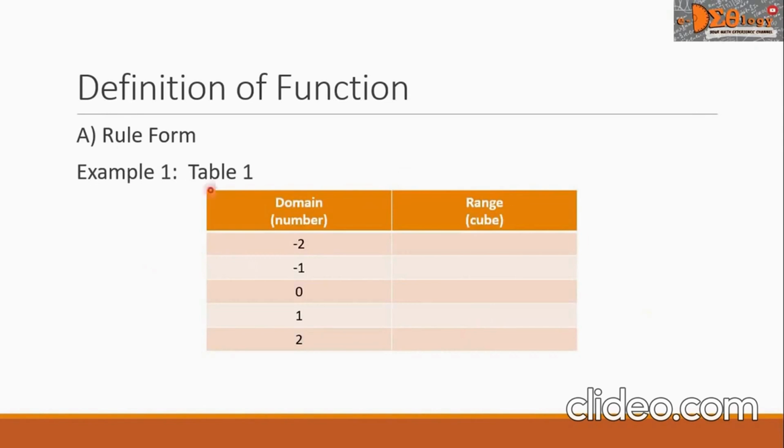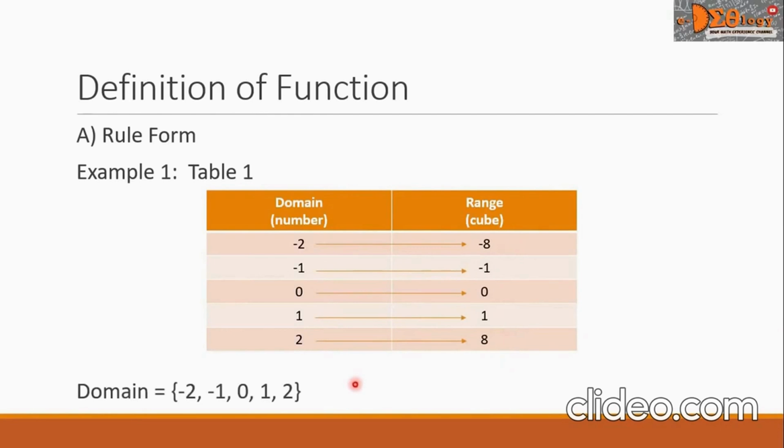Here we have a table. This column is for the domain with elements -2, -1, 0, 1, 2. And this column is the range, and the rule is to take the cube of each element from the domain. So we have the numbers -8, -1, 0, 1, 8 respectively.